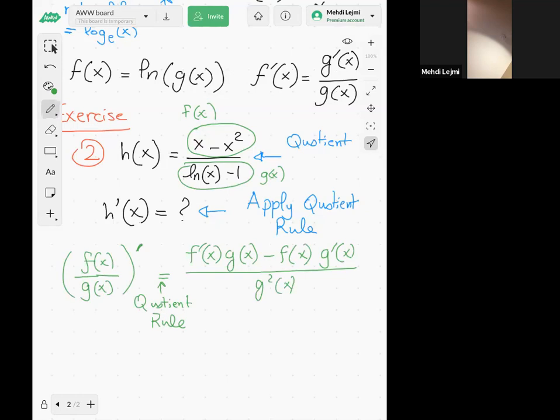Now I want to apply this formula. So I need F prime, I know G, that's the bottom, minus F, that's the top, times G prime, so I need G prime of X. And the denominator is just the square of the bottom. So I need F prime and G prime. So let's compute F prime and G prime.